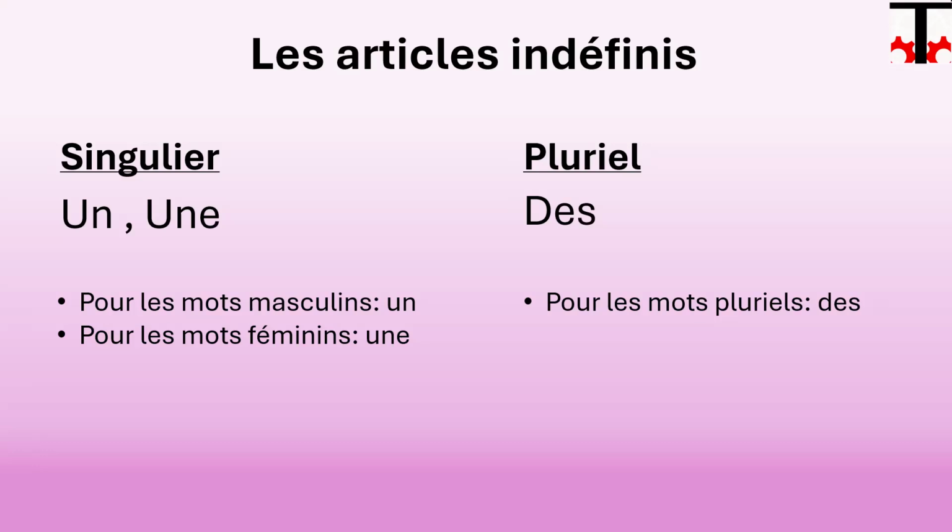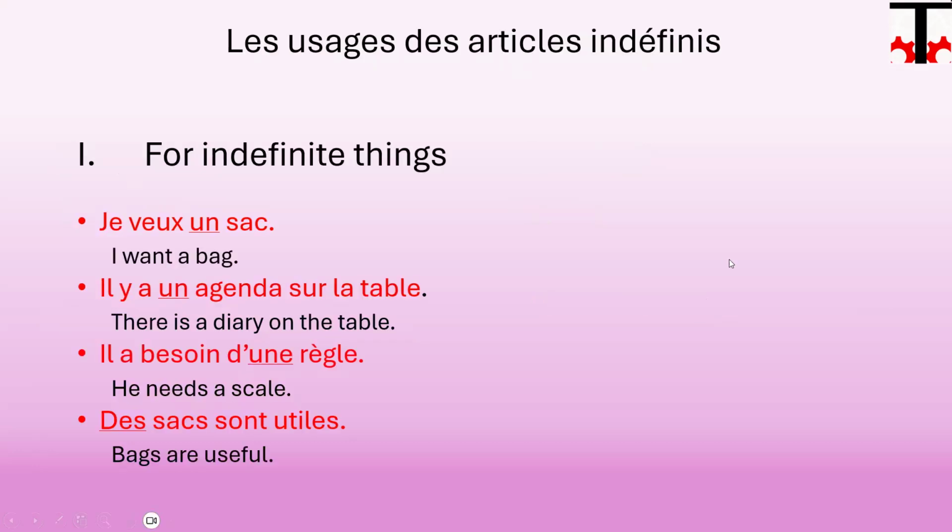Now let's start with the indefinite articles. The indefinite articles in French are un, une, des. Un and une are for singular nouns, and des is used for plural nouns. More specifically, un is used for masculine nouns, une is used for feminine nouns, and des is used for the plural form of both masculine and feminine nouns. Let's now see the uses of indefinite articles in French.